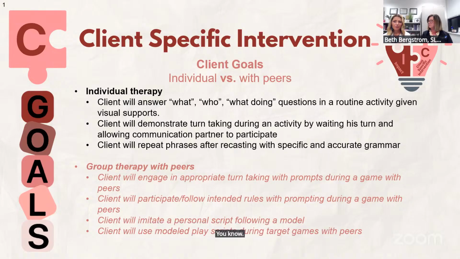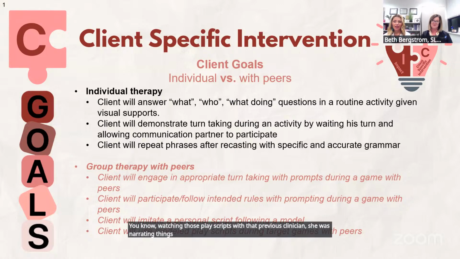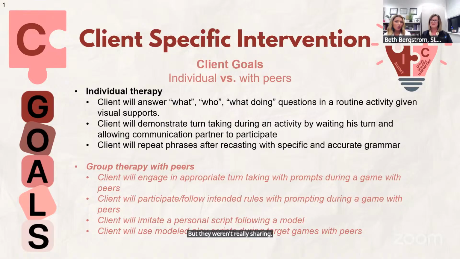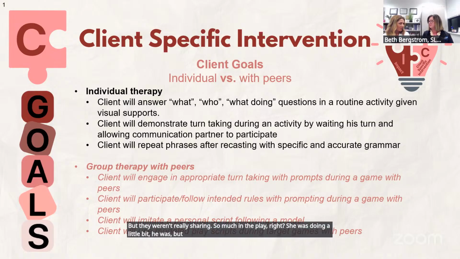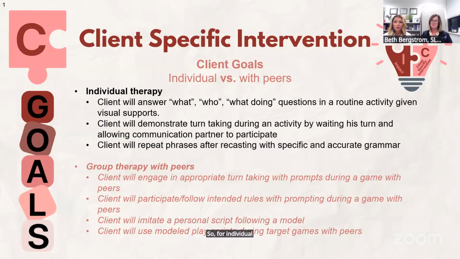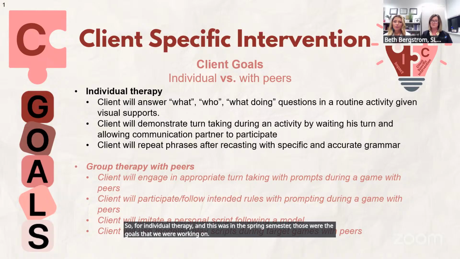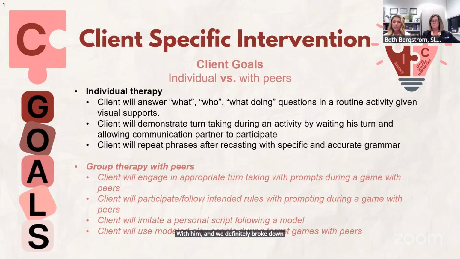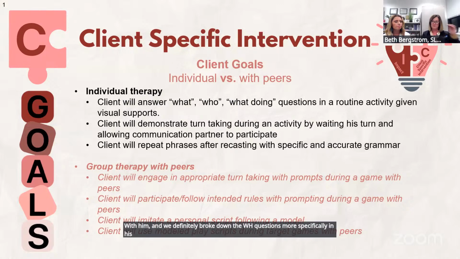Watching those play scripts with that previous clinician, she was narrating things and providing models, but they weren't really sharing so much in the play, right? She was doing a little bit, he was, but not a lot of turn taking. Even with building the tracks, he was asking and getting, so we need to continue to expand this kind of back and forth. So for individual therapy, and this was in the spring semester, those were the goals that we were working on with him. And we definitely broke down the WH questions more specifically in his therapy plan.